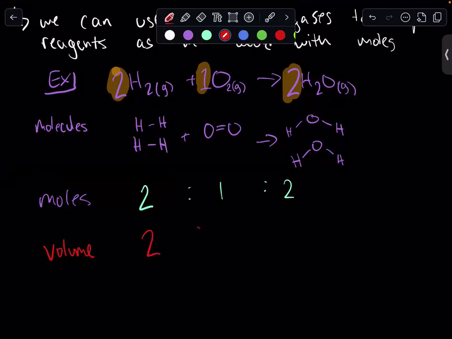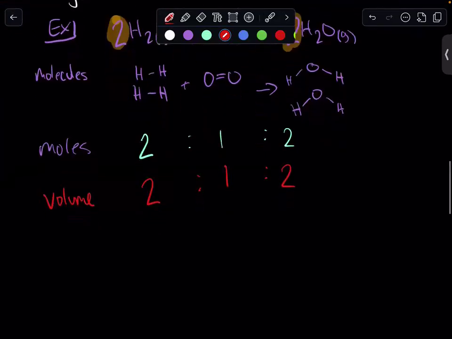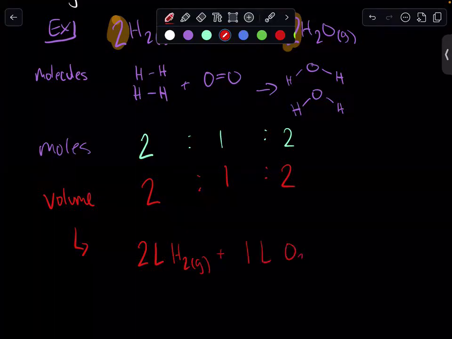The volume ratio is also 2 to 1 to 2. What that means is that if I took volume in terms of liters, I could say 2 liters of hydrogen gas plus 1 liter of oxygen gas creates 2 liters of water vapor. And this works assuming that we have the same temperature and pressure, and the volume is the same. The amount of moles would be the same.